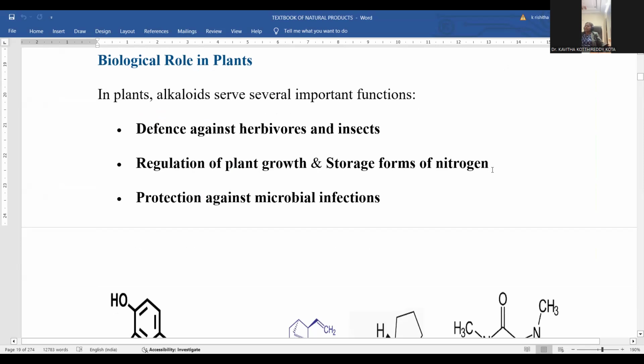Nitrogen is essential for the growth of the plant. Protein is enriched with nitrogen only. In the same manner, alkaloids also have nitrogen in their composition, so they are essential for plant growth.